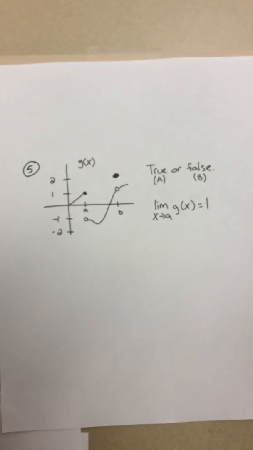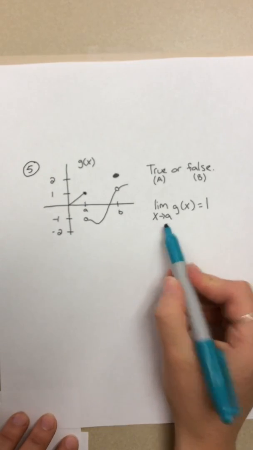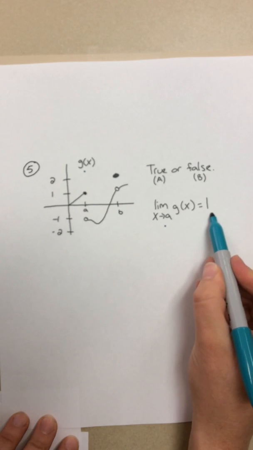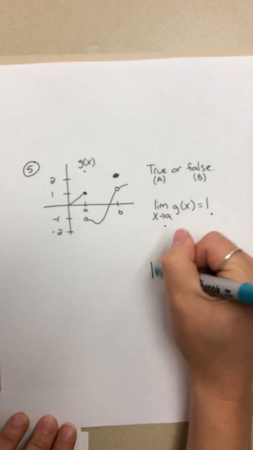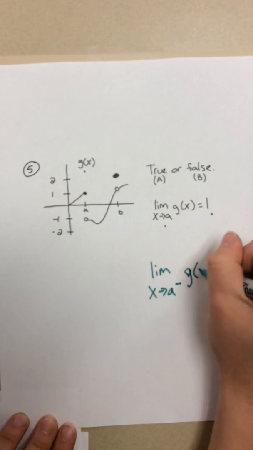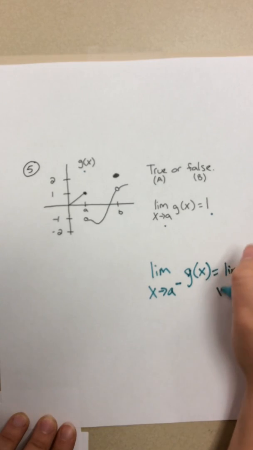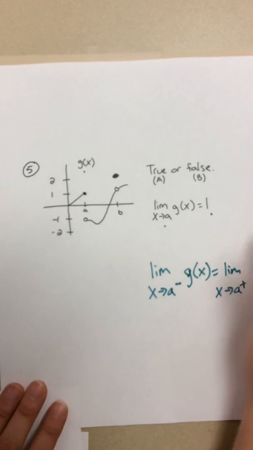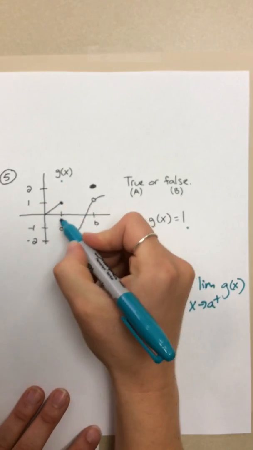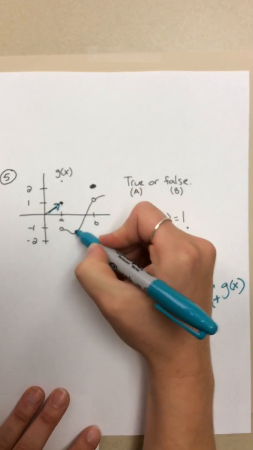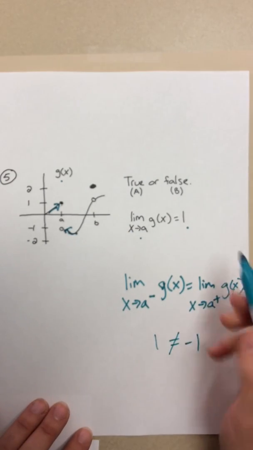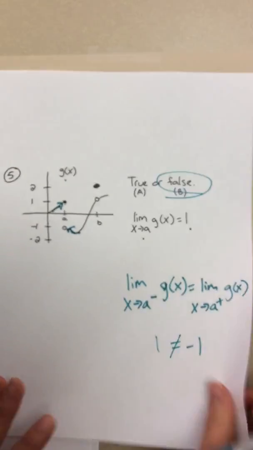Okay, the next one, true or false. So this one, limit as x approaches a. This is the function g of x. Limit as x approaches a, it's saying that it's equal to 1. In order for a limit to be true, remember the limit as x approaches a from the left of g of x has to be equal to the limit as x approaches a from the right of g of x. So I'm going to go for a. From the left, I can see that it's approaching 1. From the right, negative 1. Ah, they're not the same. 1 does not equal negative 1, so this would be false. This limit does not exist.